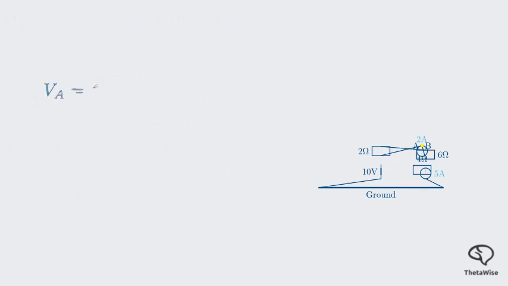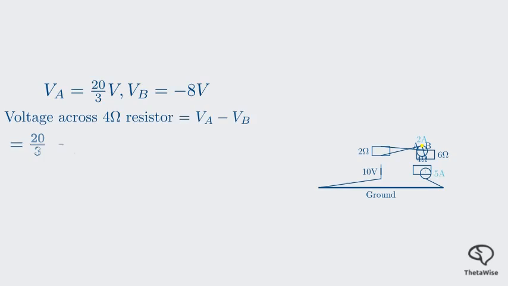Now the question was the voltage across the 4 ohm resistor. This is the difference between the voltages at its two terminals, which is VA minus VB. That's 6.67 minus negative 8, which is 6.67 plus 8, for a total of 14.67 volts. That's our answer. This example shows that even experienced analysts can make mistakes, and checking your work is key.